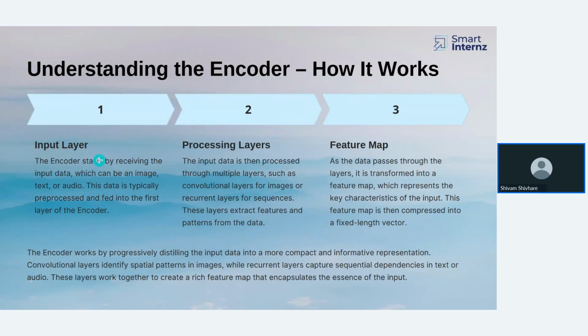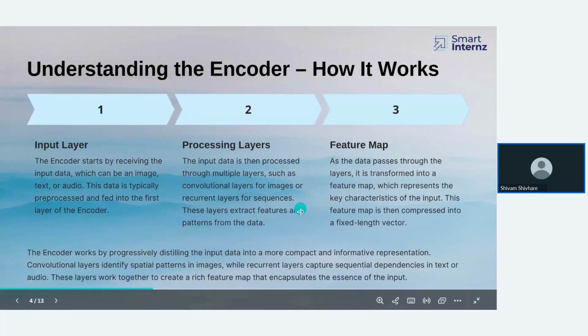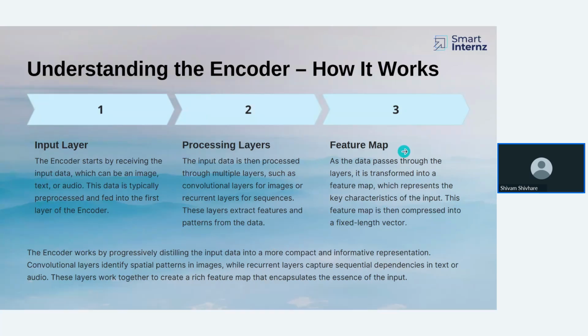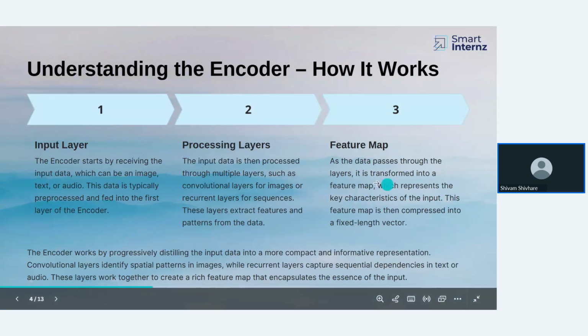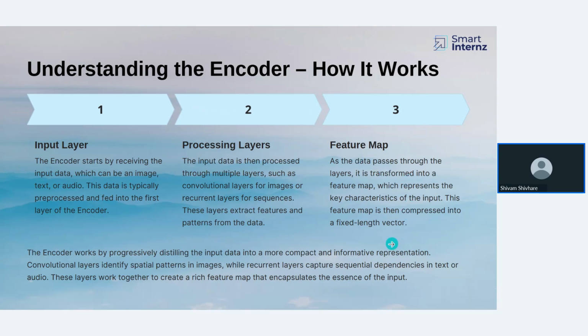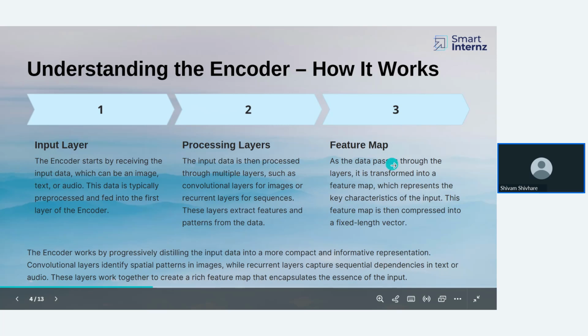In the decoder, you're going to have different layers. The input layer is nothing but the data we are passing. That is what we call the input layer. Coming to the processing layer, if you are processing with convolution, you're going to have convolution layers. If you are processing text data, you're going to have sequence layers, that is RNN and LSTM. Okay. Feature map means that after processing, you're going to convert that into a text format, like a vector format.